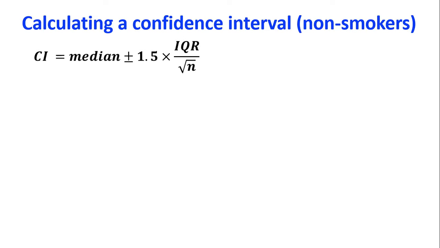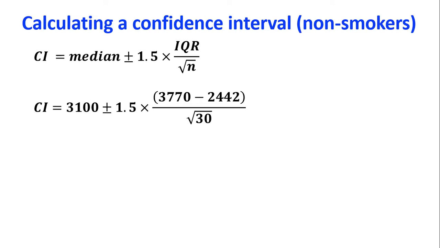So the interquartile range, remember, is upper quartile take away lower quartile, and n is our sample size. So when we took a random sample, how many are in the non-smoking group? It's only for the non-smoking group, not combined with the smokers, okay? So I go to my summary statistics and I look and find those values. So I find the median is 3,100 grams. My upper quartile was 3,770. My lower quartile 2,442. And I took a sample size of 30 from that non-smoking group.